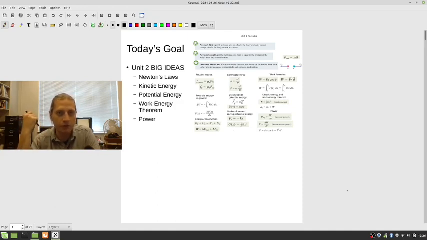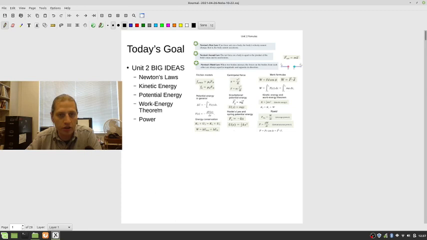Today we're going to be reviewing the Unit 2 big ideas, which are, of course, Newton's three laws, the ideas of different types of energy, kinetic energy and potential energy, and how if you have energy conservation in a system, these types of energy can be shuffled back and forth.